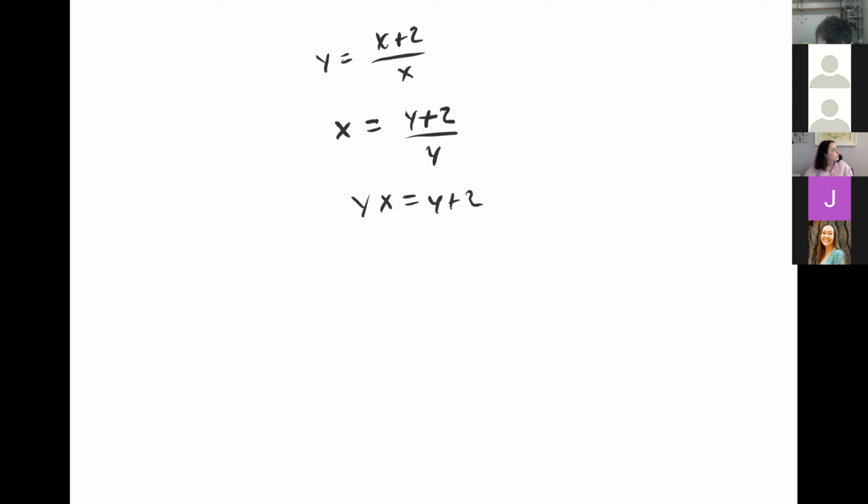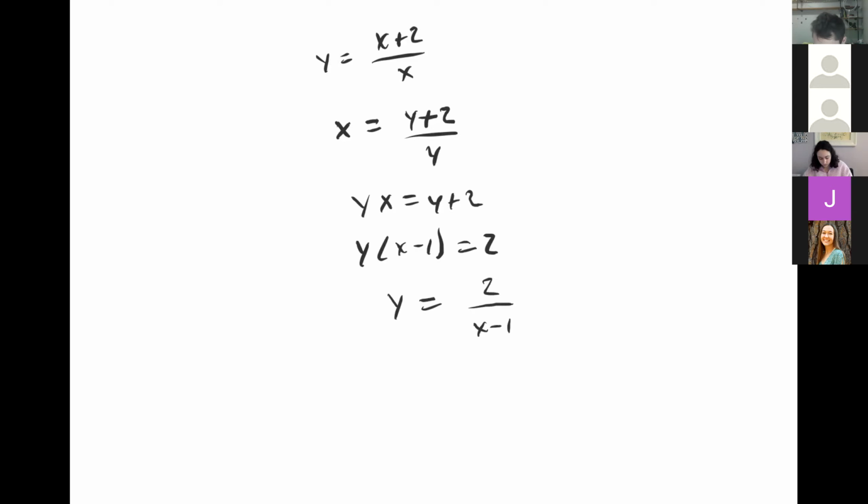So for the last one, we want to figure out what the derivative of the inverse of x plus 2 over x is. So before we go further, we have to find the inverse. So we flip x and y, and we get x equals y plus 2 over y. And then we multiply through by y, we get yx equals y plus 2. Subtract y from both sides, and we get y times (x minus 1) is equal to 2. And then y is equal to 2 over x minus 1.